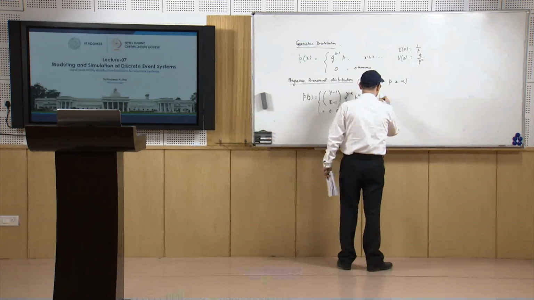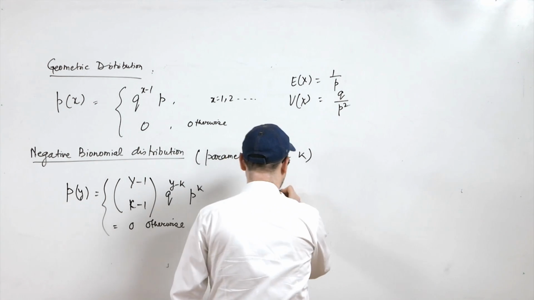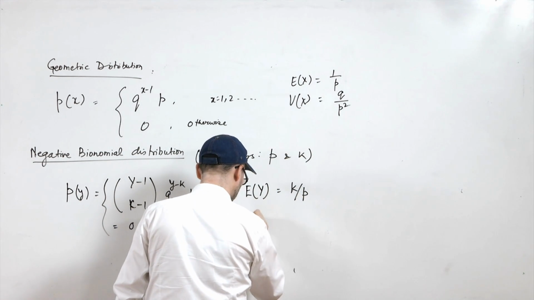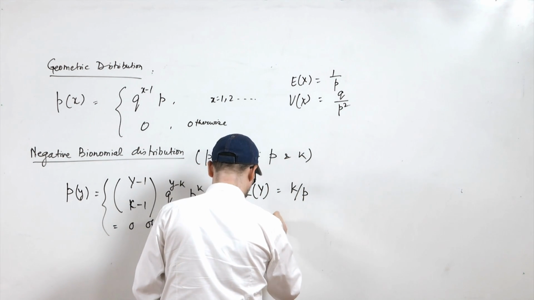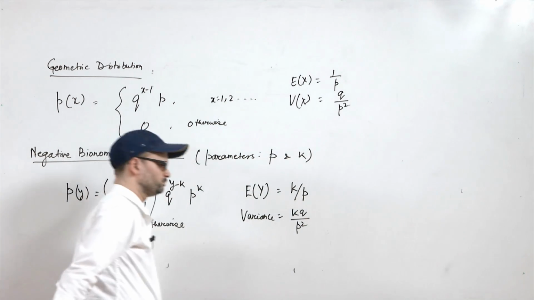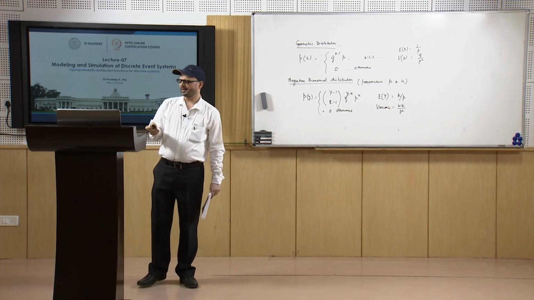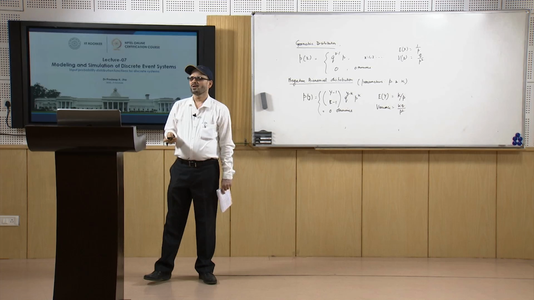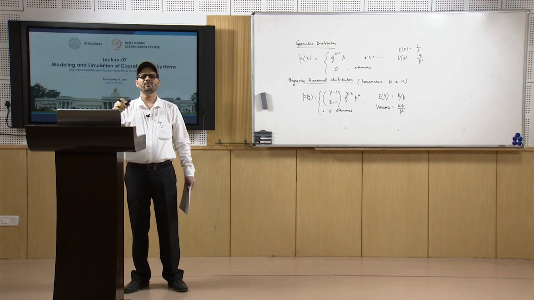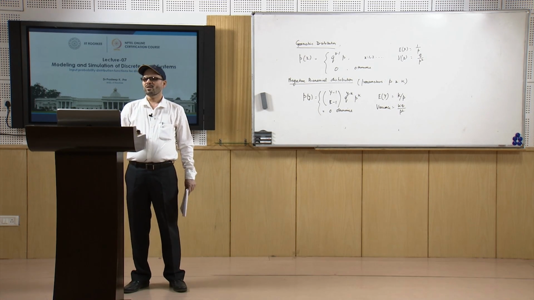For such a distribution, the mean is defined as k upon p and variance is k q upon p square. So, this is the example for negative binomial distribution. Now, if we look at this kind of problem which we had seen, this has already been solved.